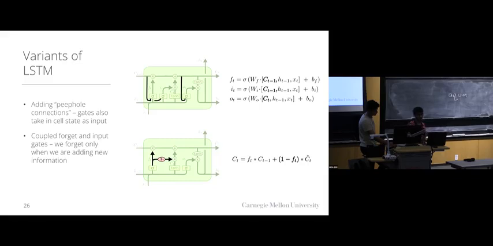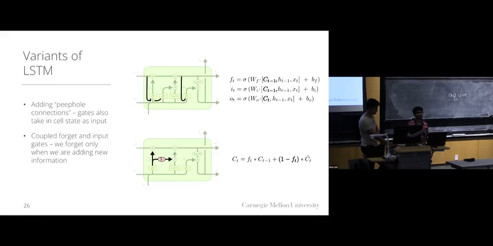Second idea that people have had is coupling the forget and input gates. So this essentially means that we first treat the forget gate like we used to before, but rather than calculating the input gate separately, all we do is 1 minus the forget gate. So essentially what this means is that we either keep the old value or we replace it with the new value in the update.